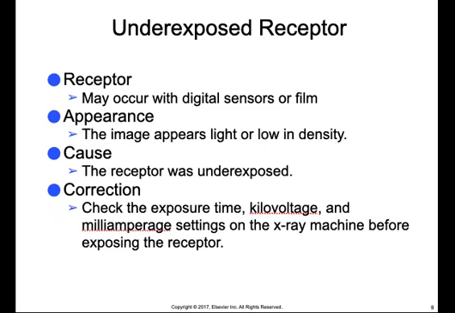An underexposed receptor can happen with digital sensors or film, and the appearance will look like an image that appears light or low in density. The cause was that the receptor was exposed to too little radiation. An underexposed image results from inadequate exposure time, kilovoltage, or milliamperage, or a combination of these factors. And a lot of the times, too little exposure time is the most common cause of underexposure.